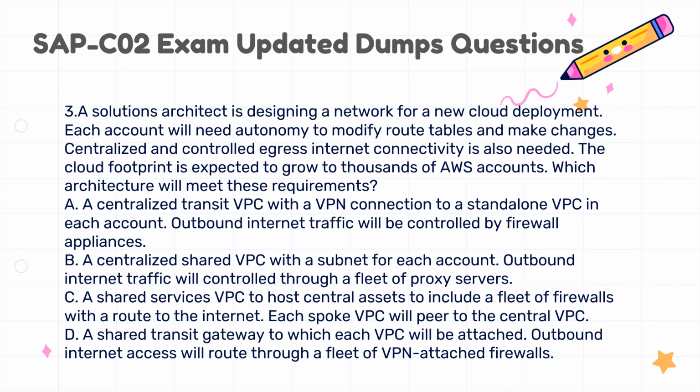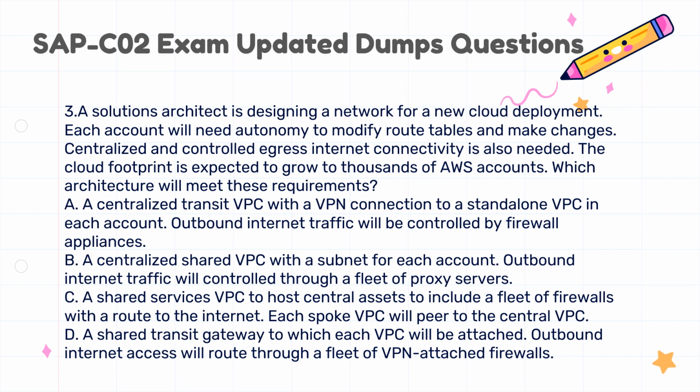3. A solutions architect is designing a network for a new cloud deployment. Each account will need autonomy to modify route tables and make changes. Centralized and controlled egress internet connectivity is also needed. The cloud footprint is expected to grow to thousands of AWS accounts. Which architecture will meet these requirements?